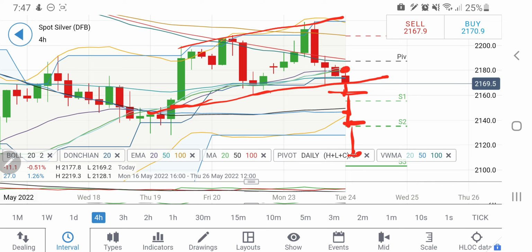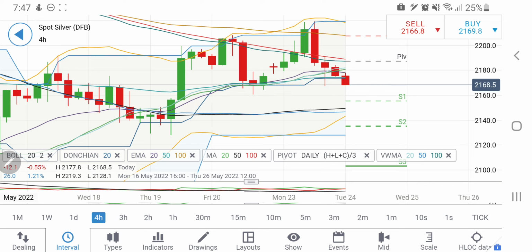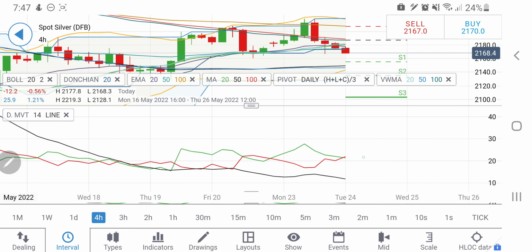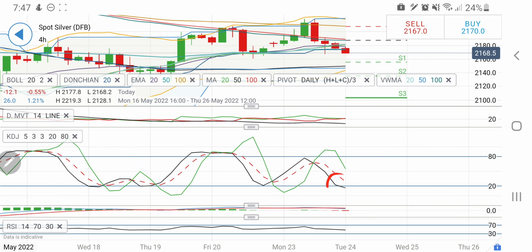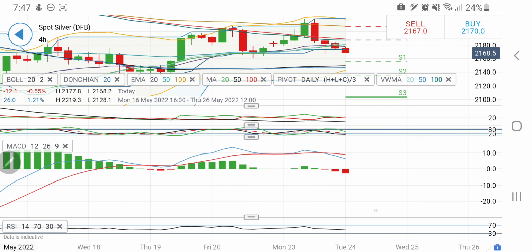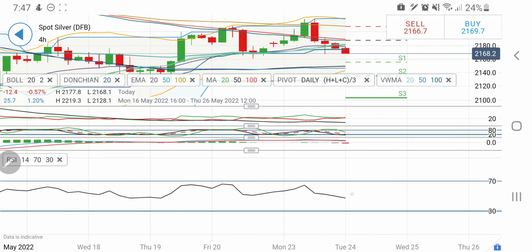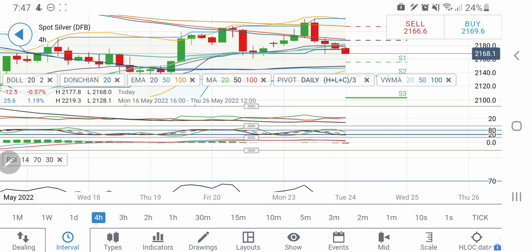The resistance there at 2180 is very strong. If it breaks on the upside, beyond 2180 one can go long for 2190, 2210 and then 2230 levels also. Directional movement is crossing over for a sell here. Stochastic is oversold. MACD is wide, divergent and bearish. Here is the third candle post the crossover, and hence more bearishness can be seen. RSI is sloping downwards.